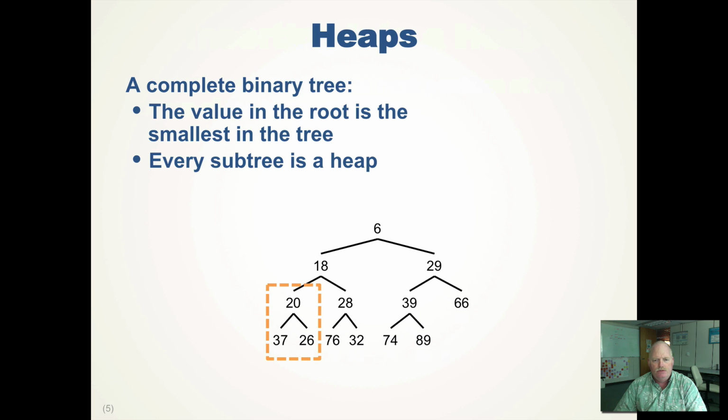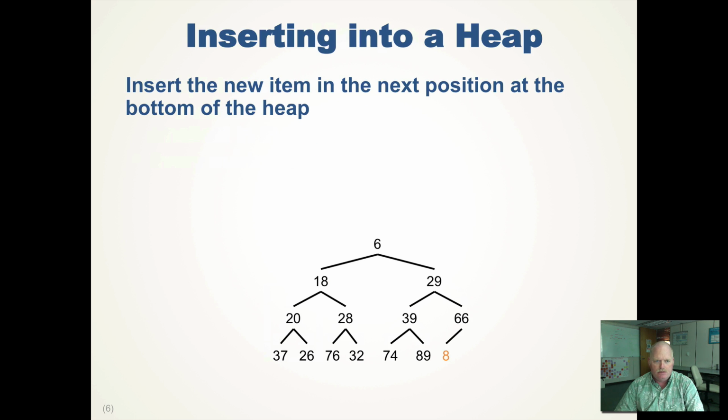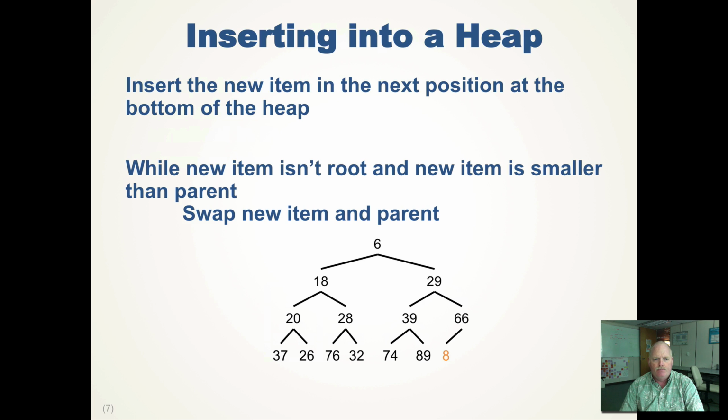So how do we insert items into a heap? Well, the first step is to put the new item at the bottom of the heap and still keep it a complete binary tree. So we inserted the 8 at the bottom of the tree. Then while the new item isn't the root, and it's smaller than a parent, we swap them. So in this case, 8 is smaller than 66, so we swap them. And then we just keep going.